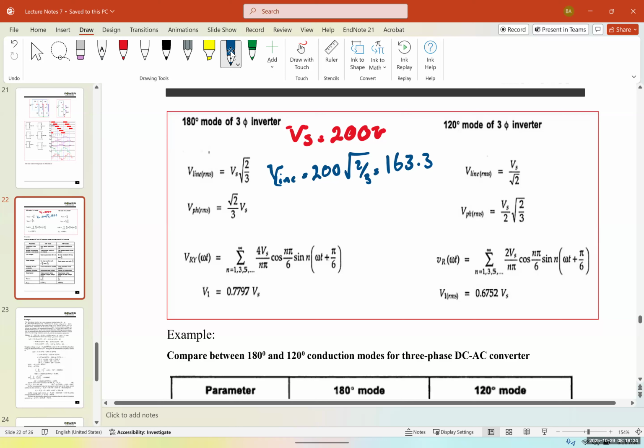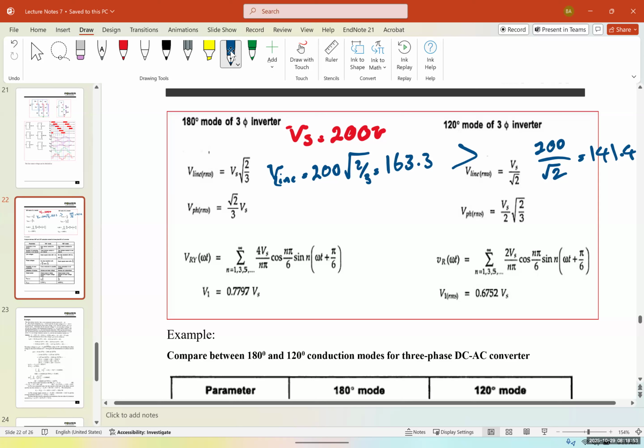What about the second one? V line for 120. Perfect, yes. It's going to be 200 divided by square root of 2, which is going to be 141.4. Perfect. So which one is greater? Obviously, the 180, and it's greater by about 10, 12%.